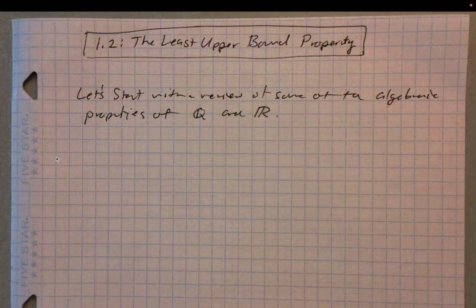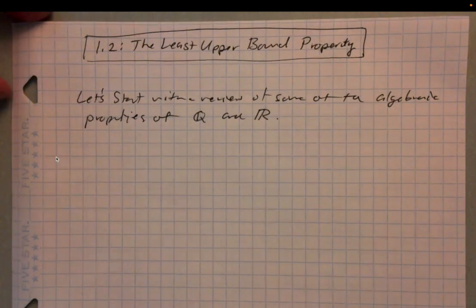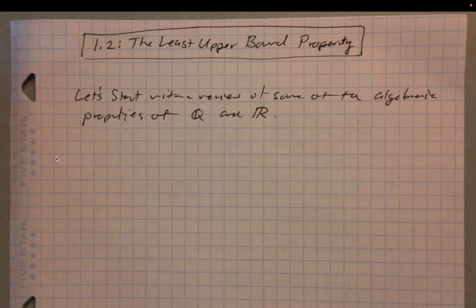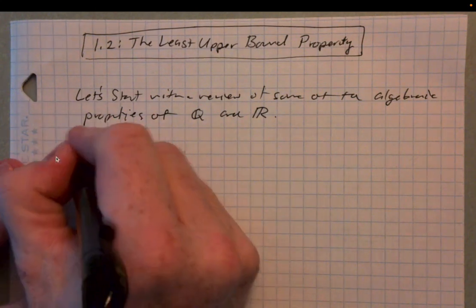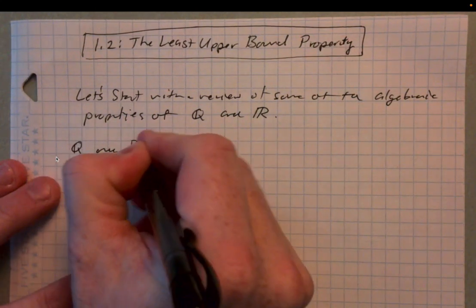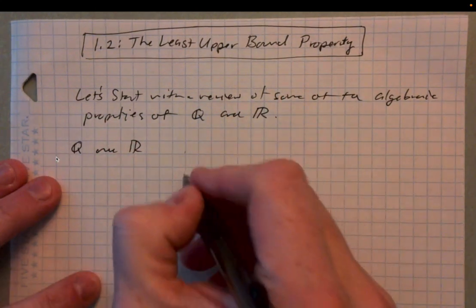Now, this will be very obvious and clear if you've taken an abstract algebra course and you're familiar with the concept of a field. But even if not, I think going through this will be helpful in that it'll give you a better understanding of some of the complexities of these two number sets. So as I just said, Q and R are algebraic fields.